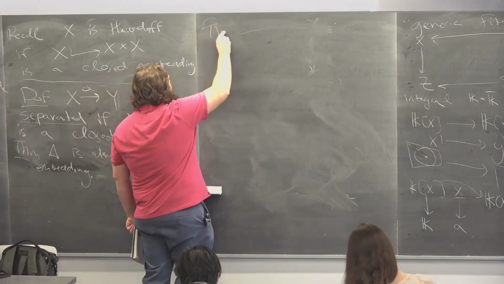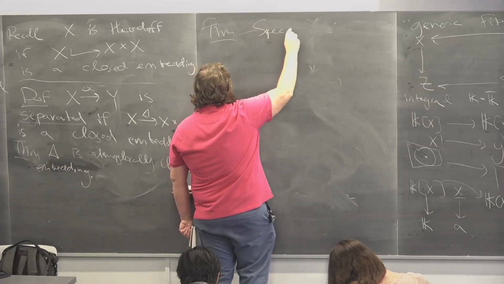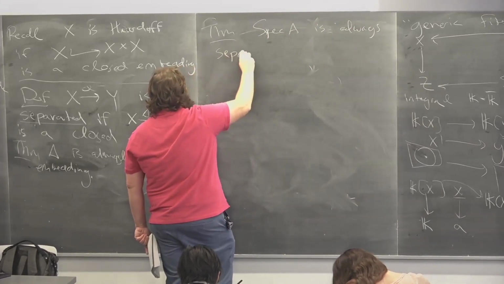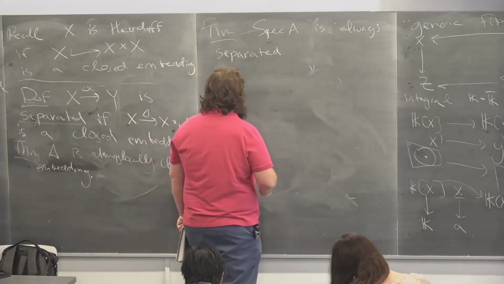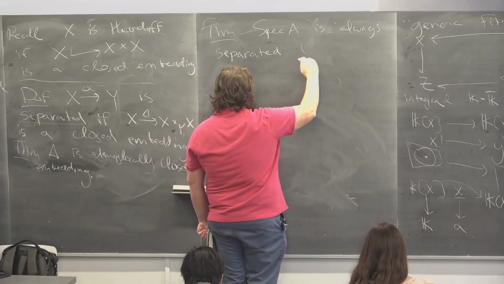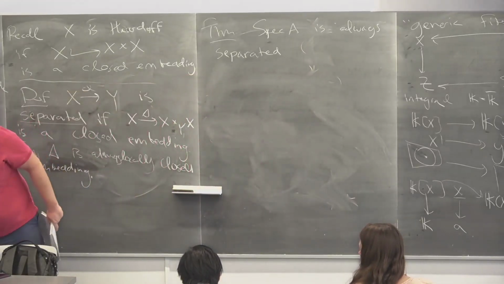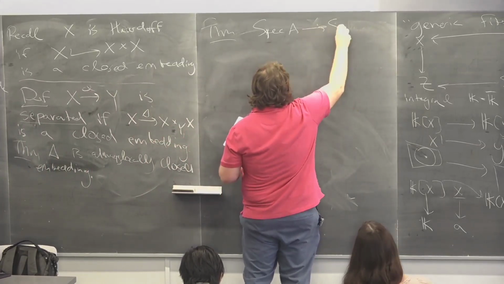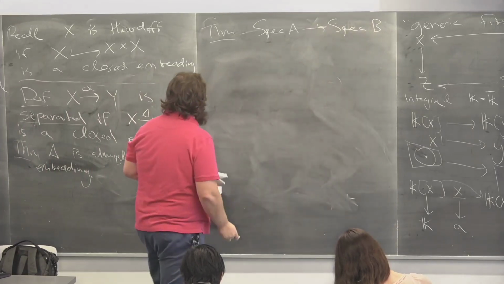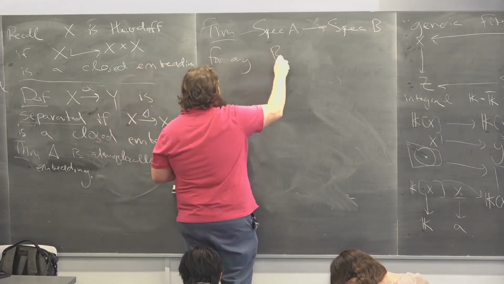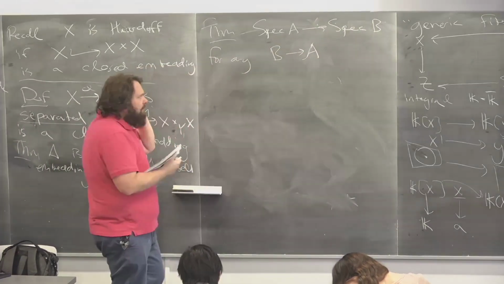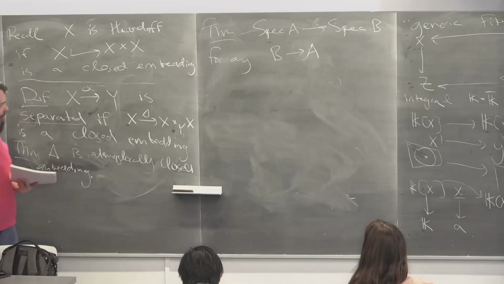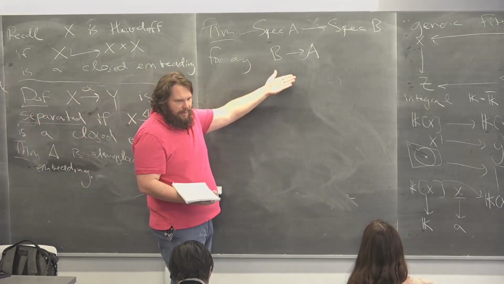So the first reasonability is that Spec A is always separated. And I shouldn't be talking about a scheme on its own. I should be talking about a morphism: Spec A over Spec B, for any B mapping to A. So if I were to say this scheme is separated, I would mean that the morphism to Spec Z was separated. But we can make a more general statement, which is that any time we have a map between affine schemes, that's separated.